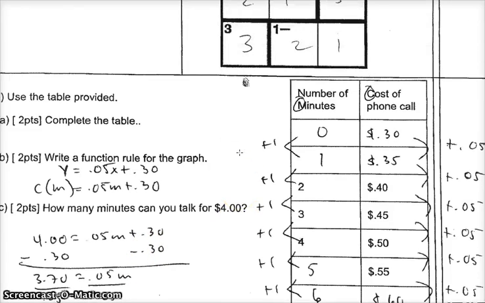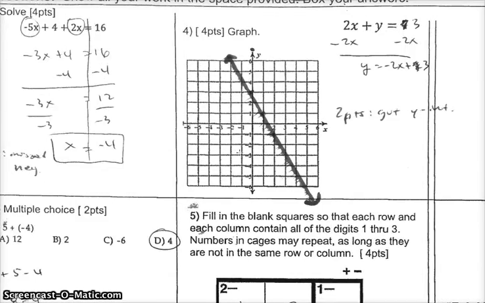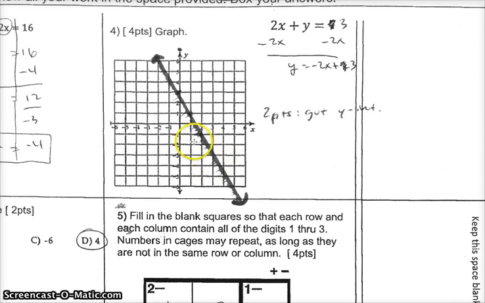Question number 4. I ask you to graph this equation, 2x plus y equals 3. This is called standard form of linear functions. Notice how it's not in slope-intercept form. To get this in slope-intercept form, you just need to make y equals. So when I subtract 2x from both sides, I get y equals negative 2x plus 3.